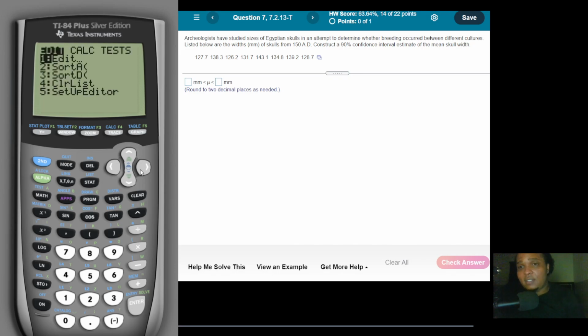We want to go to stats, tests, t-interval. And look, we're not going to choose statistics this time. We don't have any statistics right now, but we do have data. So select data. Where did that data come from? Remember, the data came from your L1 column. Or you can rewind the video to look. I know it's there. L1, leave the frequency as 1.